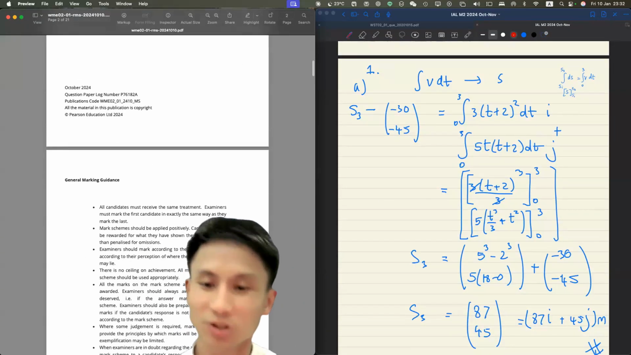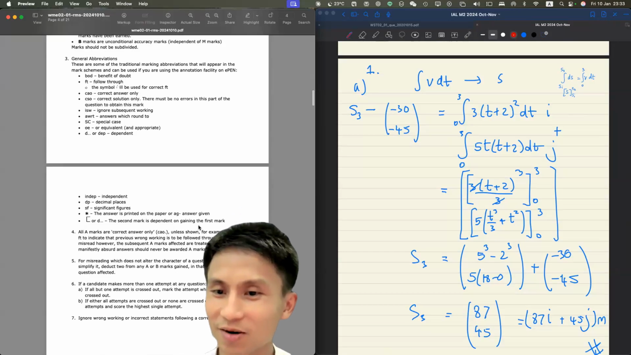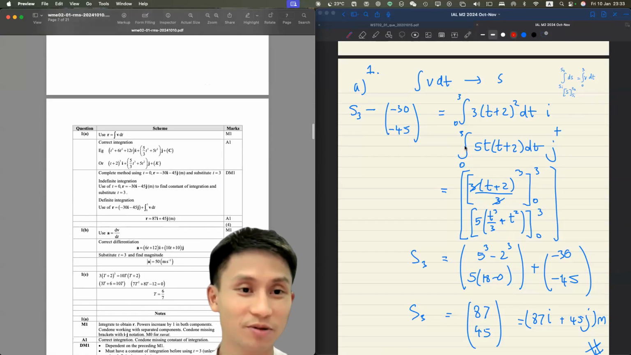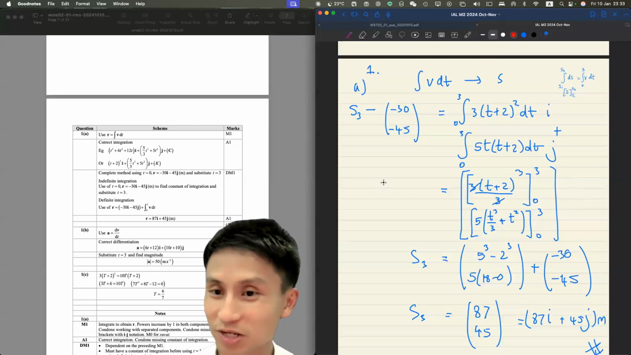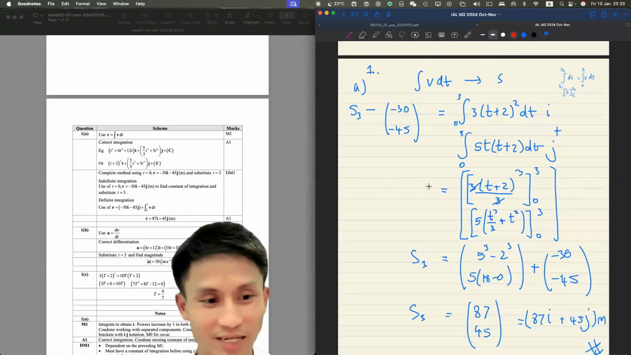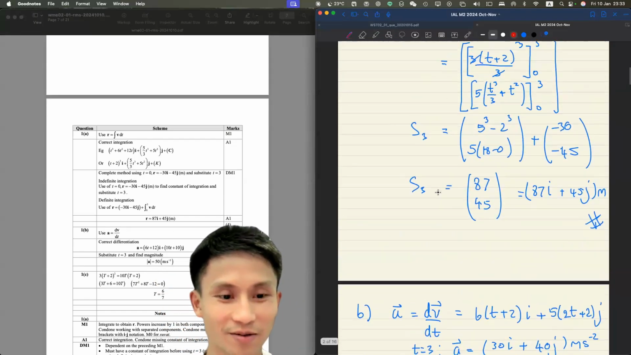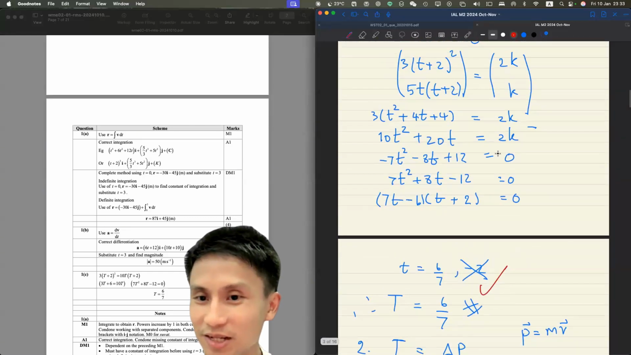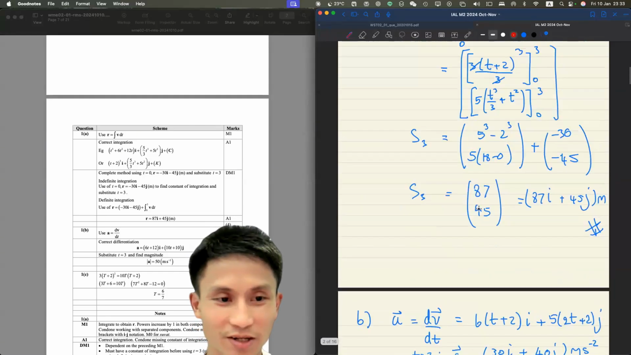All right, guys, here's the mark scheme, October 2024 M2. The last question got me. I have no idea how well I did, because I didn't have time to double check at all. So let's take the first one here. Yeah, I think I got the time right, 6 over 7 there.